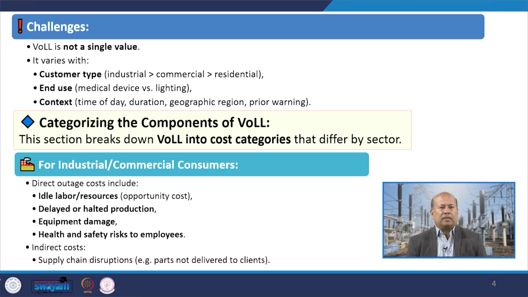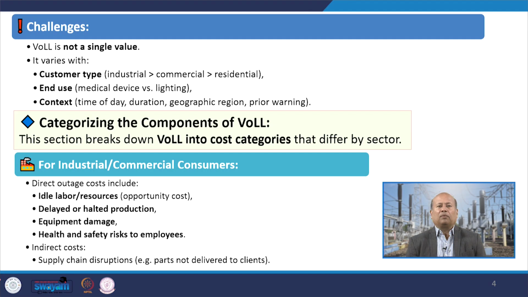Now what are the challenges? VoLL is not a single value because it varies from time to time, from customer to customer, from load point to load point, and it varies with customer type, industrial, commercial, residential, end use, medical device versus lighting, context, time of the day, duration, geographic region, prior warning, etc.